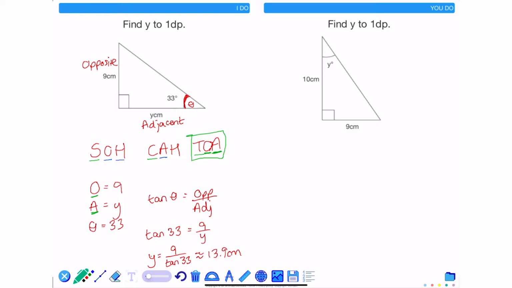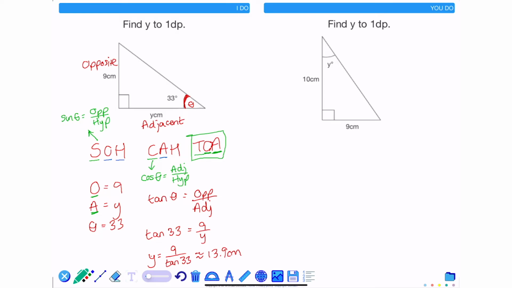But just to quickly look at the other abbreviations, SOH is the sine of theta is equal to the opposite divided by the hypotenuse, and CAH is the cosine of theta, which is equal to the adjacent divided by the hypotenuse.